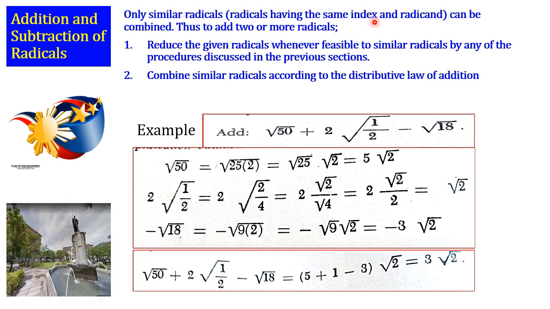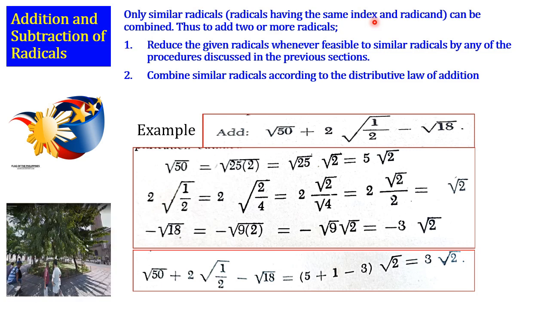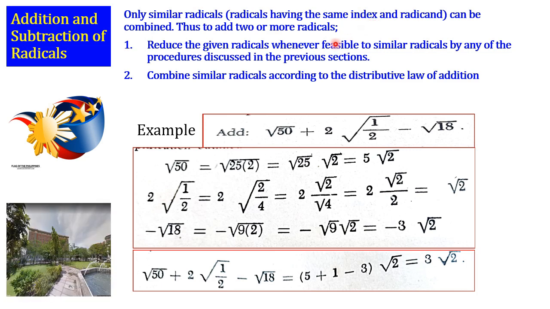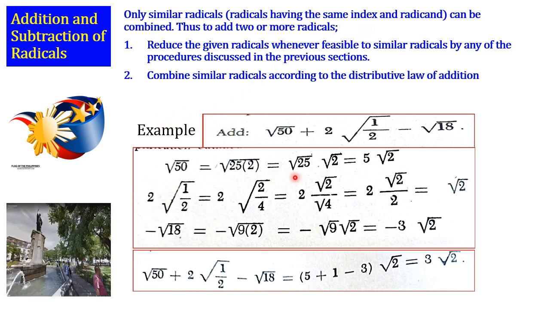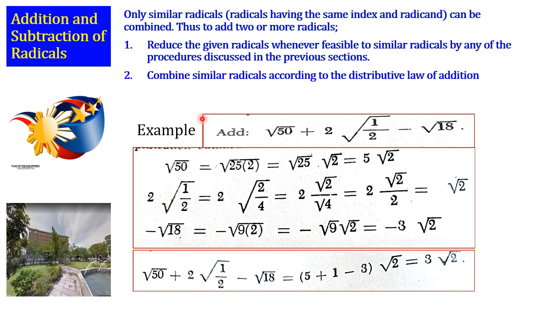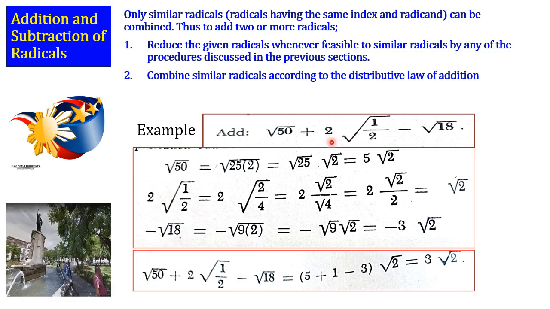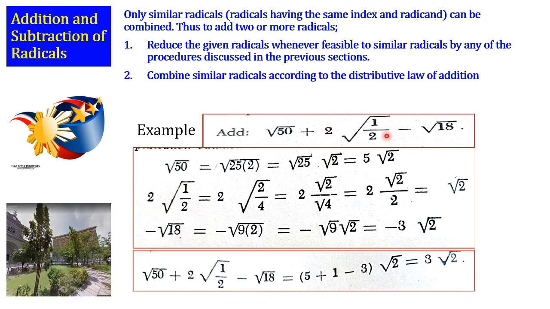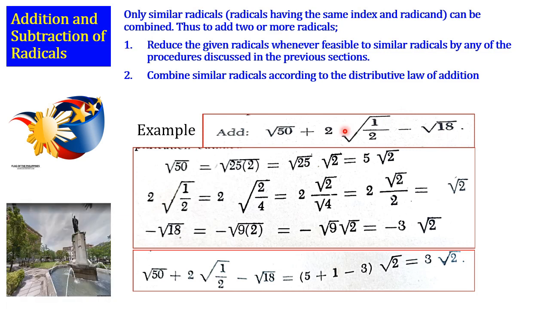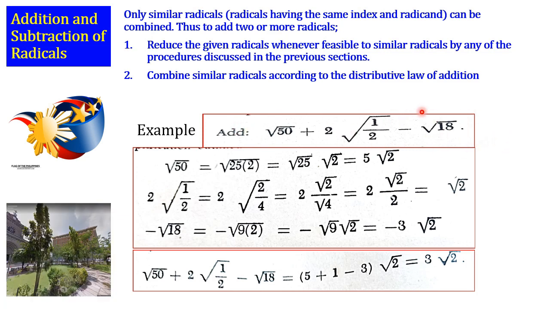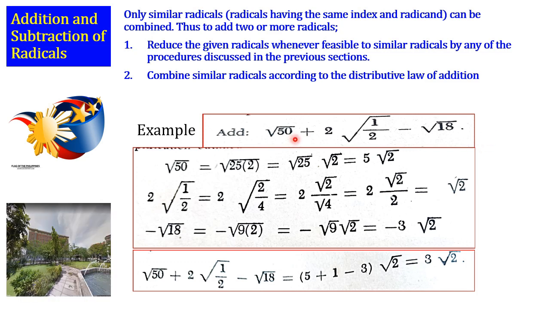Pangalawa, pagsamahin ng mga similar radicals sa pamamagitan ng pagsunod sa panuntunan ng addition of radicals. Ang mga paliwanag ng paghahalimbawa ay ang mga sumusunod. Example number 1. Add the square root of 50 plus 2 square root of 1/2 minus the square root of 18. Kung atin mapupuna, wala tayong similar radicals sa ibinigay na mga terms.